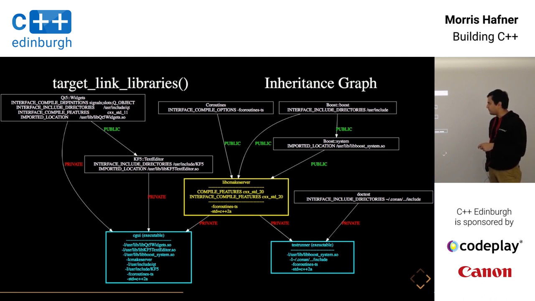But because I have a public dependency here, all the properties here get propagated down to the test runner. You can see here that it will link with libboost_system, it will add the coroutines flag, and it will add doctest to its include path. And a similar thing happens here. So I just list all my direct dependencies here, and everything will get propagated just nicely. Everything clear so far? Okay.